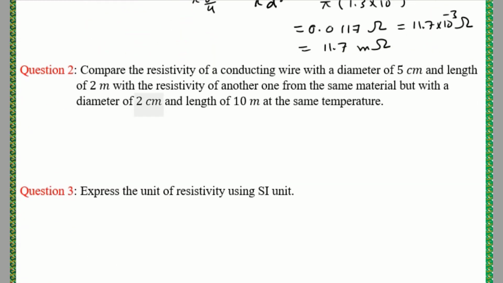Question number 2. It is a tricky question. We need to compare the resistivity of a conducting wire with a diameter of 5 centimeters and length of 2 meters with the resistivity of another one from the same material but with a radius of 2 centimeters and length of 10 meters at the same temperature.